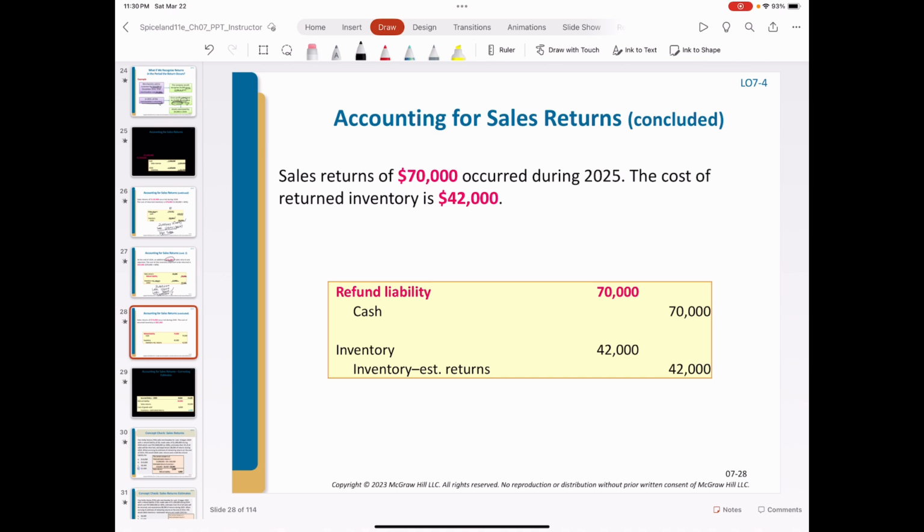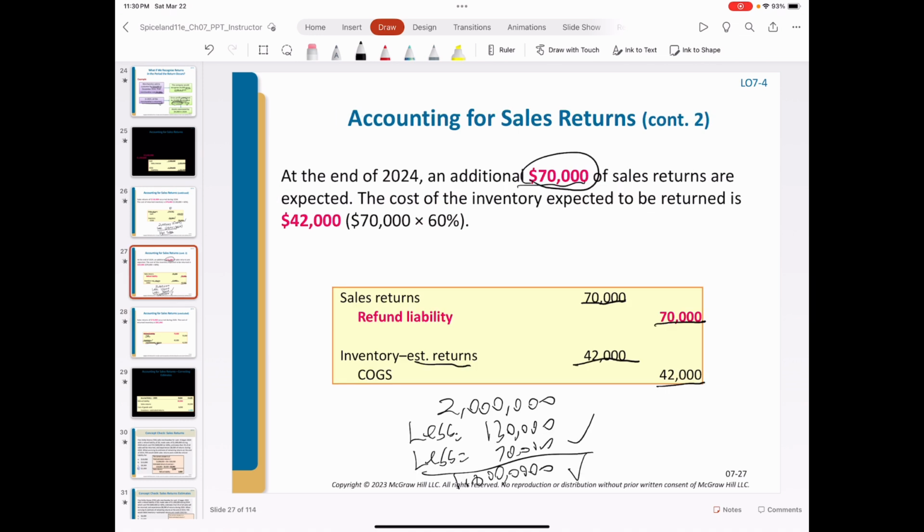And assume in the following year, 2025, this sales return actually occurred. Then we will debit refund liability and credit cash. And then we will debit inventory and credit inventory estimate return. Here, inventory and inventory estimate return are two different accounts. Okay, so here we do not debit inventory. Instead, we debit inventory estimate return, because the company just estimated the return. There is no actual $42,000 inventory returned to the company.